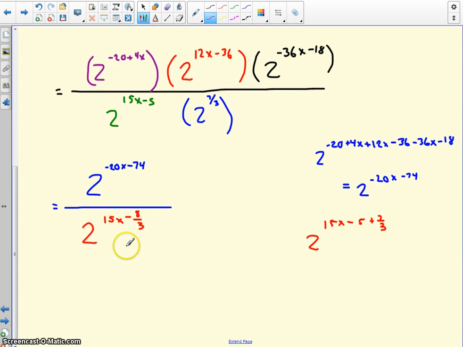Again, it looks kind of complicated, but it's the same ideas we've done before, just with more complicated expressions here. So the last thing I'm going to do is divide these powers of 2. Bases are the same, so I'm going to subtract the exponents. So I'm going to wind up with 2 to the negative 20x minus 74, and I'm going to be subtracting the exponent that I have in the denominator, so 15x minus 8 over 3.